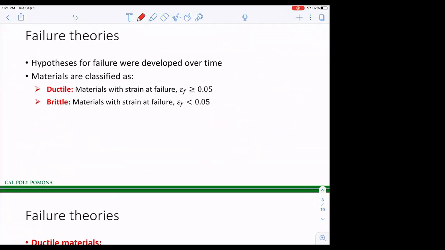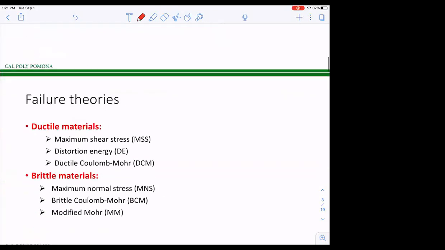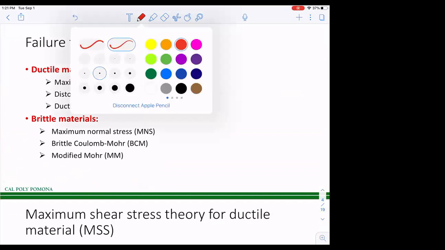So hypotheses for failure were developed over time. Materials, you're going to classify as ductile or brittle material. If the strain at failure is greater than 0.05, we classify it as ductile material. If it is less than 0.05, we'll classify it as a brittle material. Okay, and based on whether the material is ductile or brittle, we're going to choose our failure theories.